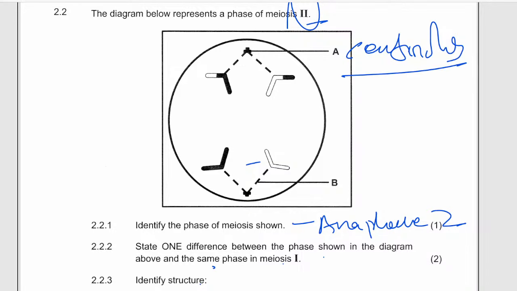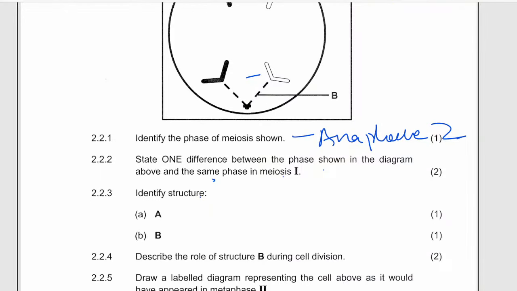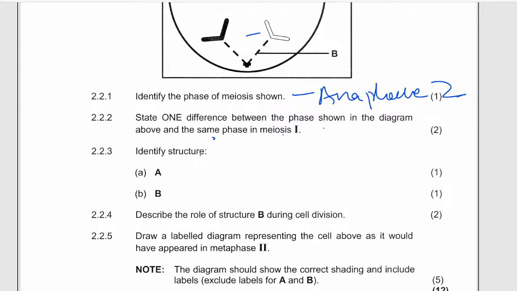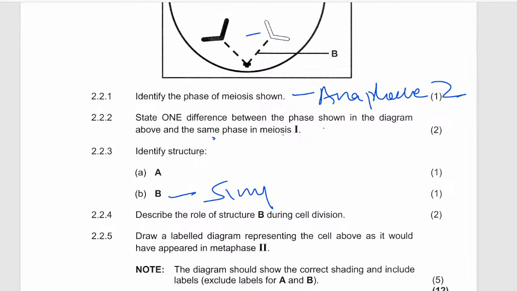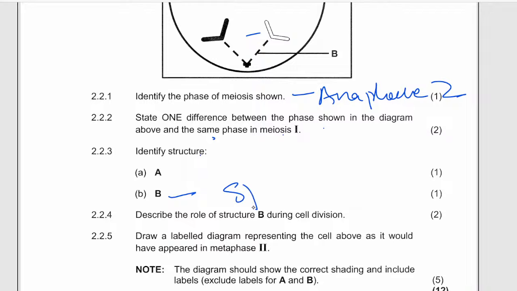Centriole. Someone is going to say, what about centrosome? I don't know. Yeah, centriole. This is not a centrosome, it is a centriole. So if you wrote centrosome, it will depend on the examiner. Then B is spindle fibers or spindle threads. Yes, or spindles maybe. But spindle fibers, spindle threads, those are the most correct answers.